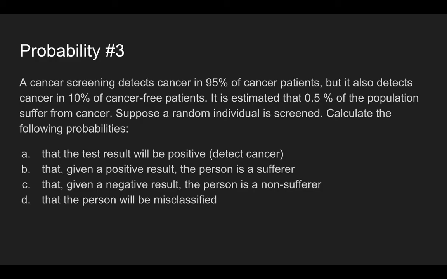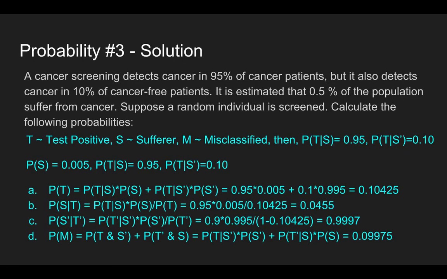All right. So the first part of the question is to calculate the probability that the test result will be positive. If you recall, this is basically the denominator of the Bayes formula. So I'm going to be defining something: T is testing positive, S being that you suffer from cancer, and M being that you're misclassified.